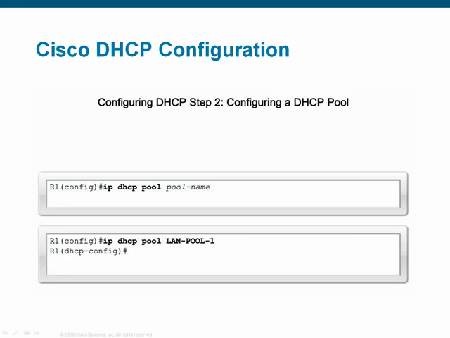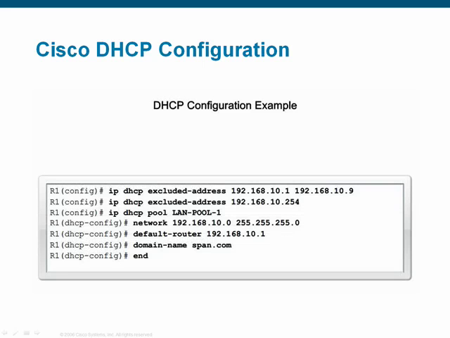The next step in configuration is the creation of address pools from which IP addresses will be distributed to clients. When the ip dhcp pool command followed by a pool name is entered, the CLI enters DHCP configuration mode. Note that multiple pools can be configured to supply address information to multiple subnets.